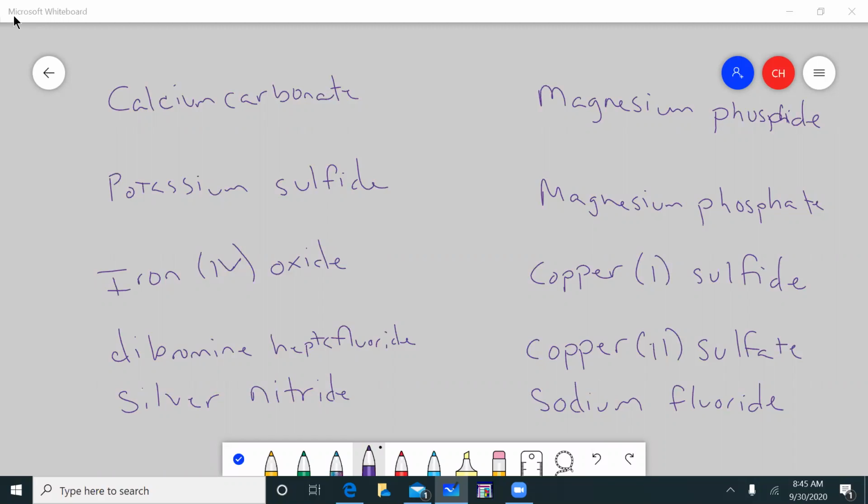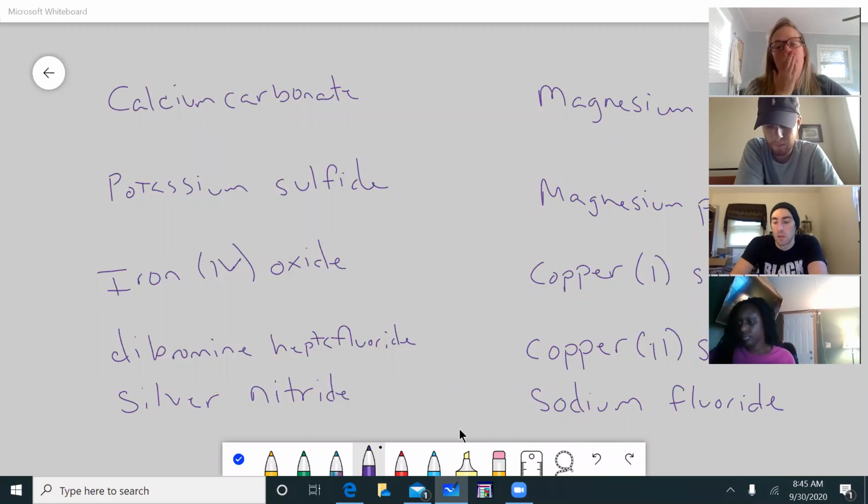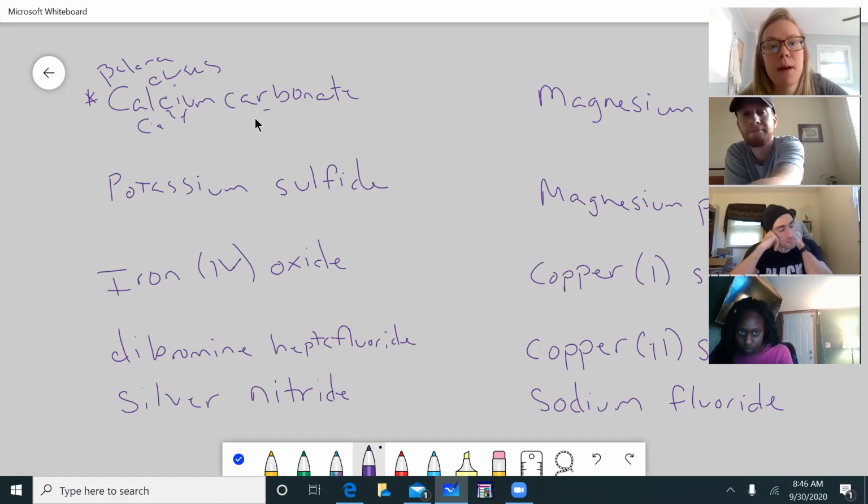All right, back. I find this way easier because I feel like you're given more information, but maybe you won't. In this case, if I've got a metal and some sort of non-metal or polyatomic ion, I have to balance charges. So calcium has a 2+. Carbonate is a polyatomic ion, CO3, with a 2- charge.